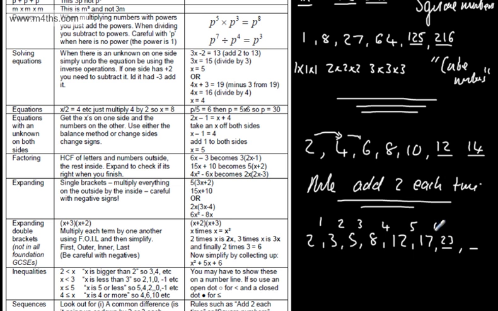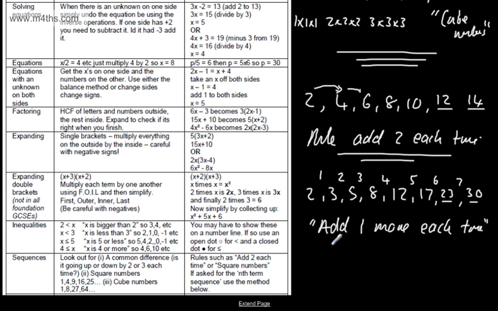So that's gone up by 6. The next one should go up by 7, which will give me 30. And we're going to write that the rule is add 1 more each time. So with these, it's just a case now of seeing what is happening. Let's go for another one.